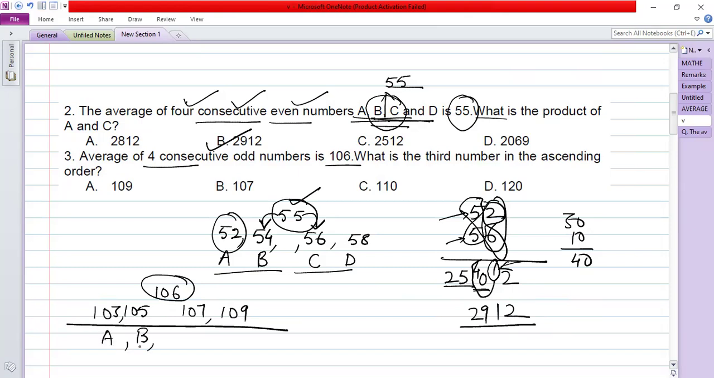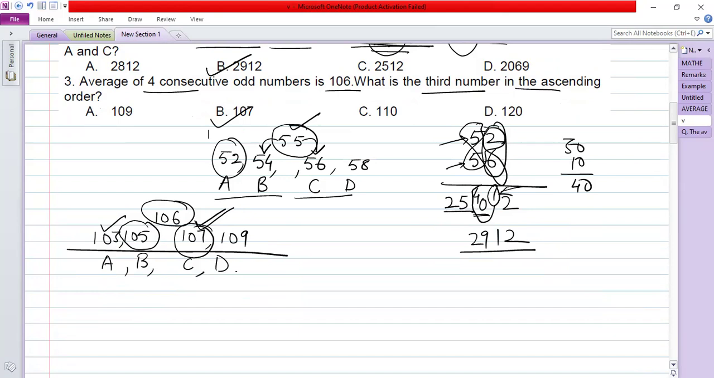This is A, this is B. Okay. This will be C and this will be D. Then what is the third number in ascending order? So obviously the third number in ascending order is 107.